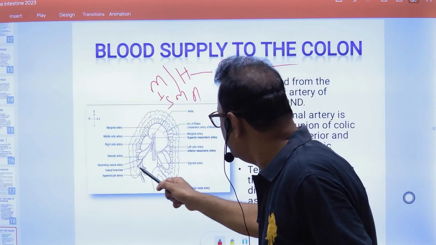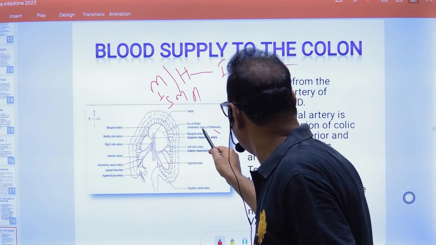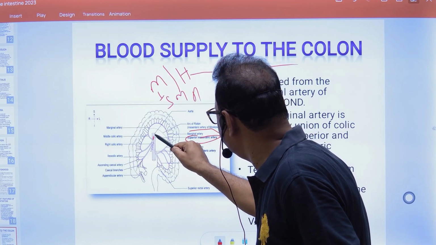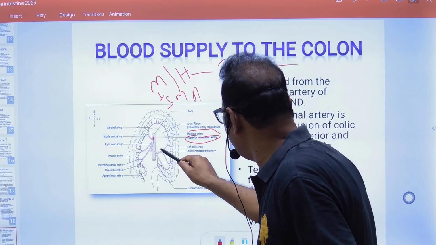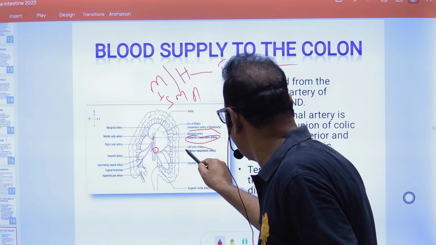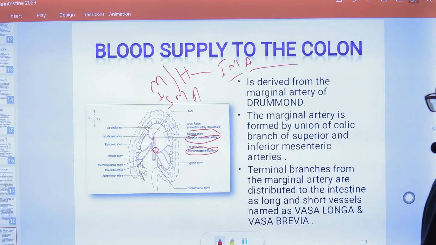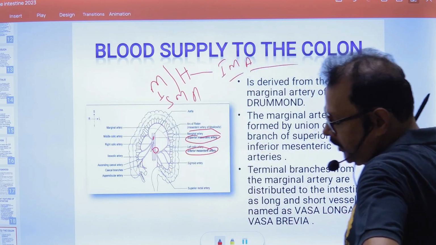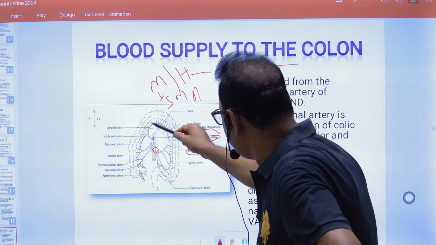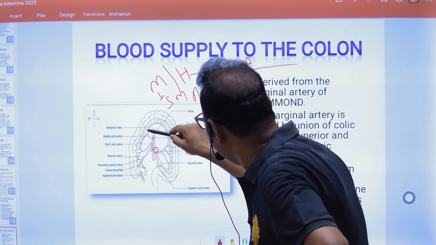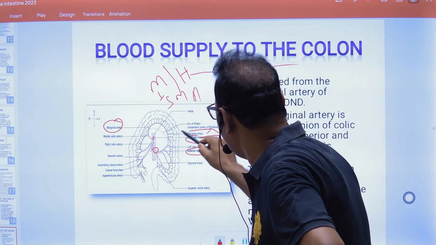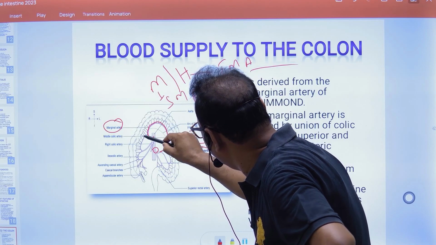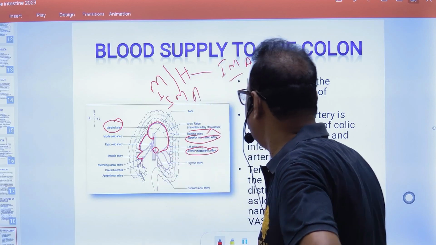This is the superior mesenteric artery, and we have the inferior mesenteric artery over here. The superior and inferior mesenteric arteries approach the large intestine and form an anastomosis, and this anastomosis creates the marginal artery. This is the marginal artery.